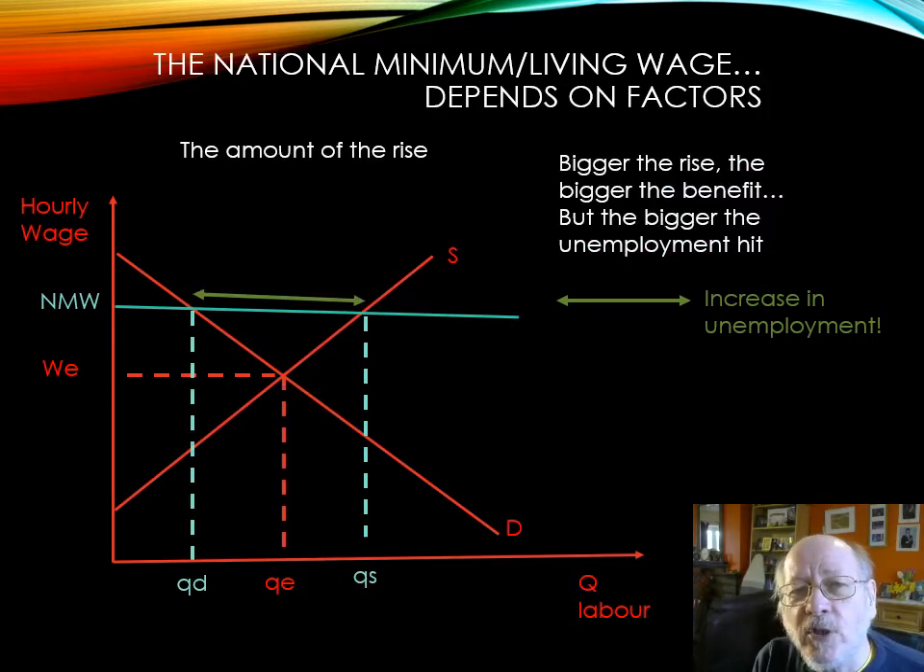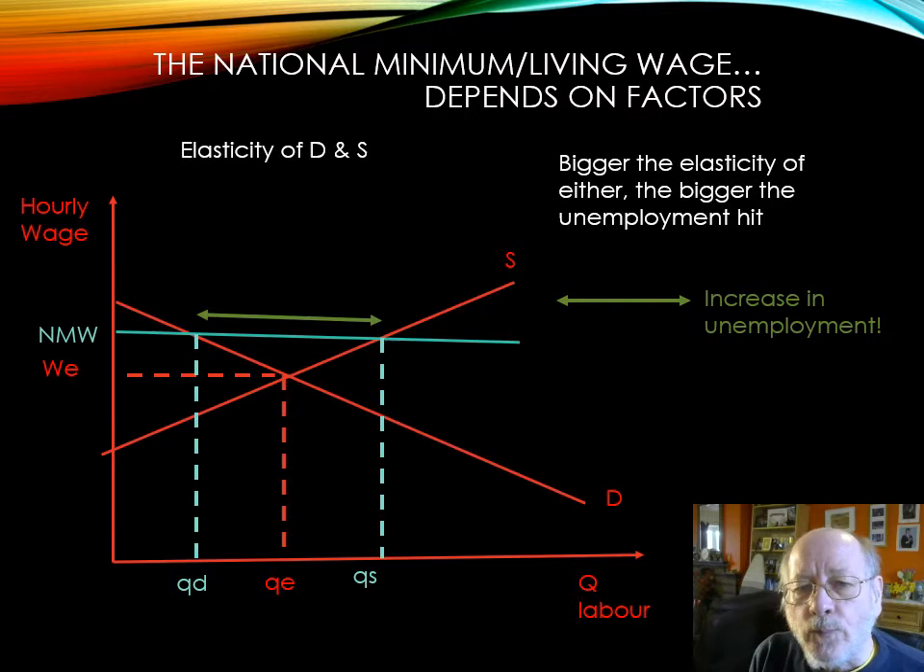Now we want to get into some evaluation that depends on factors. The first obvious one is the amount of the rise. If you set a national minimum wage below the equilibrium wage, it will have no impact on the market whatsoever. Nobody's wage will go up, nobody's wage will go down either. The higher you set it, the bigger obviously the impact on poverty, but also the more people are going to be unemployed.